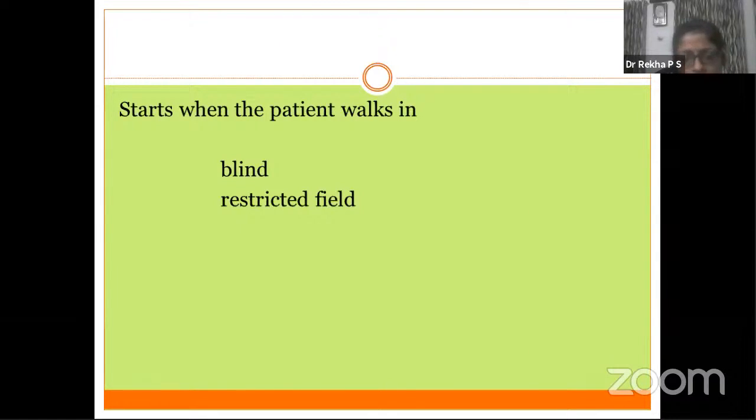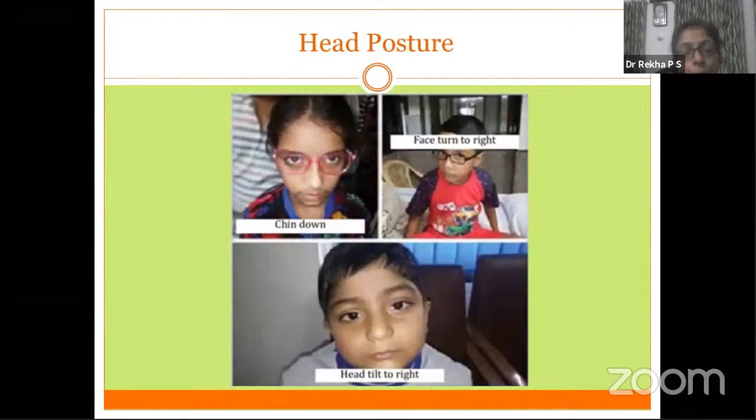Once the patient sits in front of you, you can look for any abnormal head postures like face turn, head tilt, etc. All these point to a certain type of squint, so you can focus further examination accordingly.